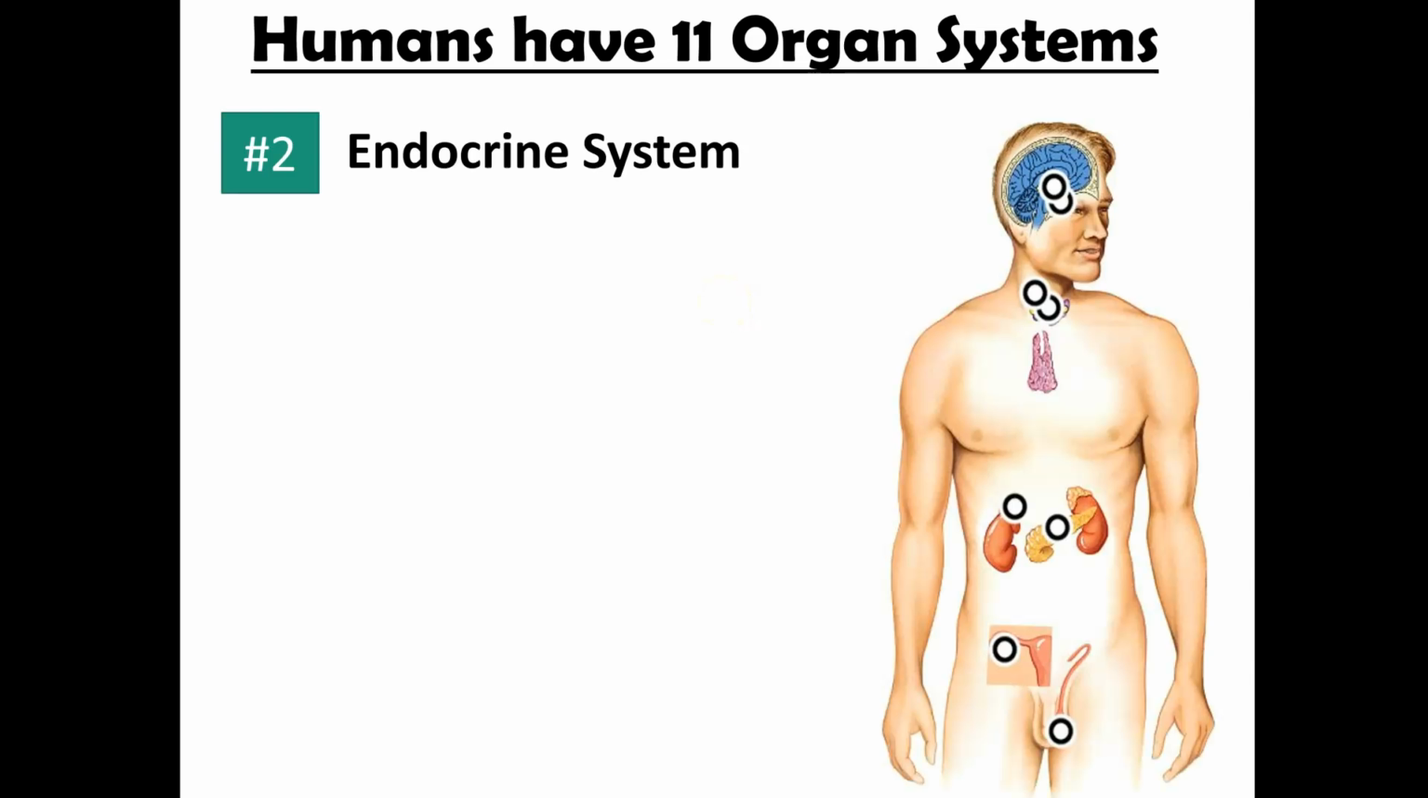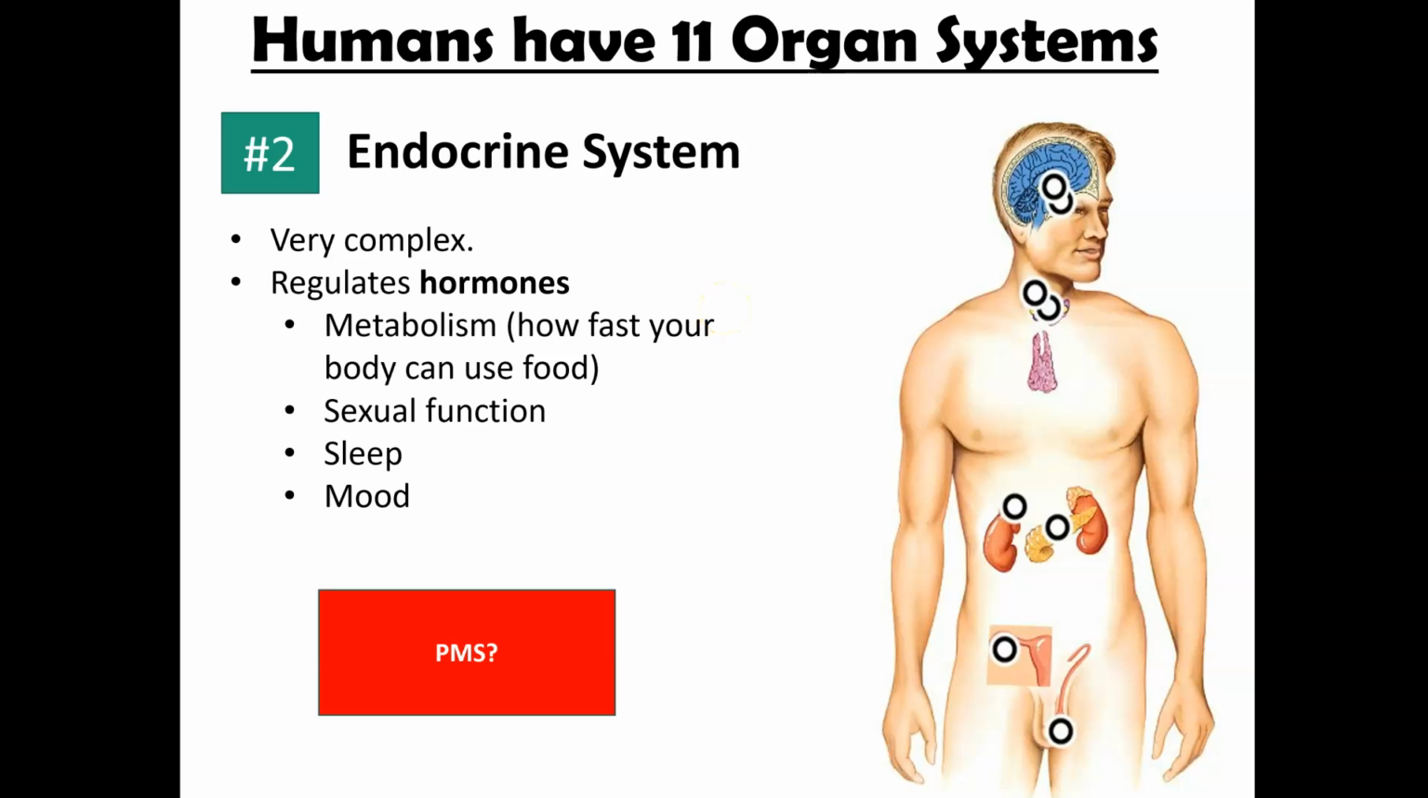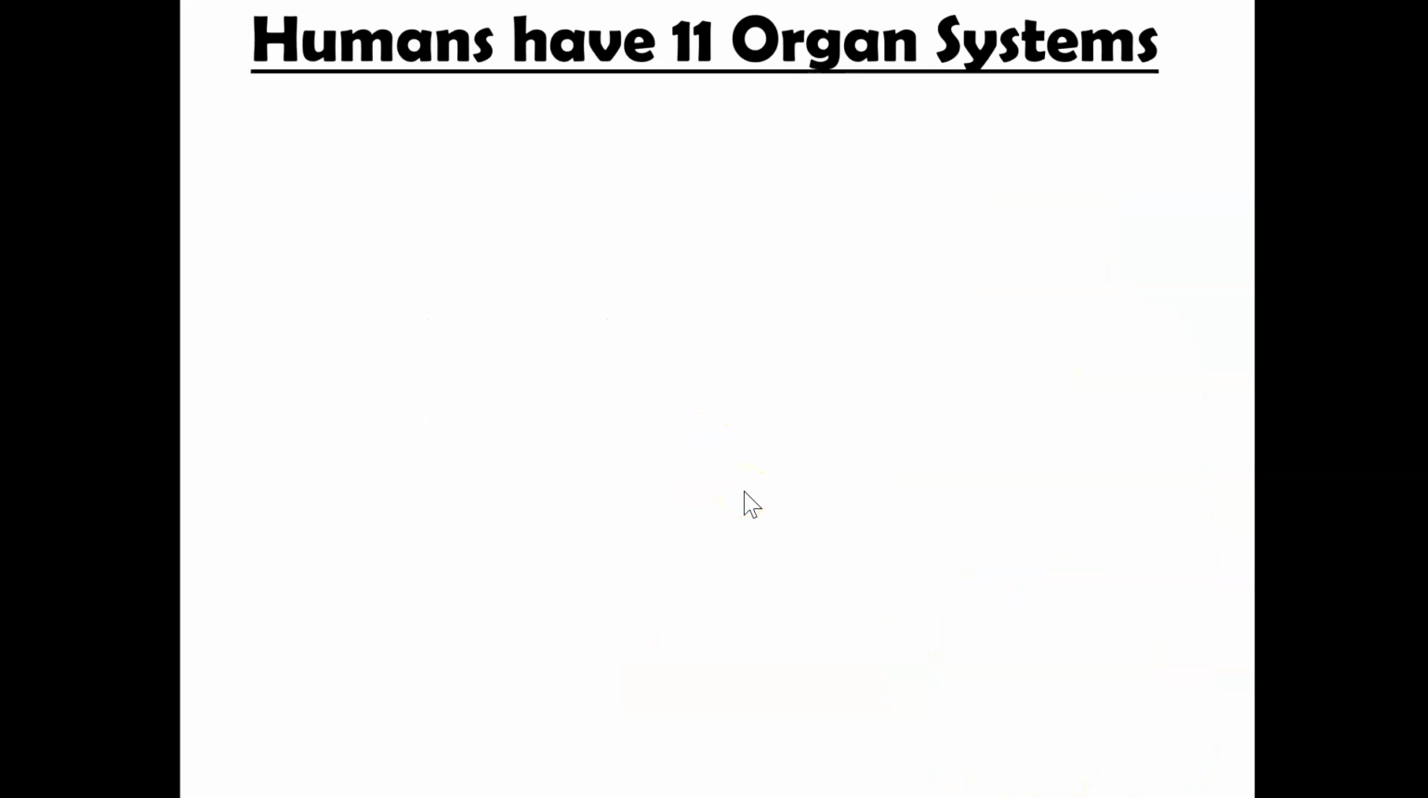Then you have the endocrine system, which is basically the system that comprises all of the hormones. It regulates and produces hormones. It's important for metabolism, basically how fast your body can use food. It's important for sexual function, reproduction, sleep, your mood, lots of other things, like PMS, that's premenstrual syndrome. So that's your endocrine system.